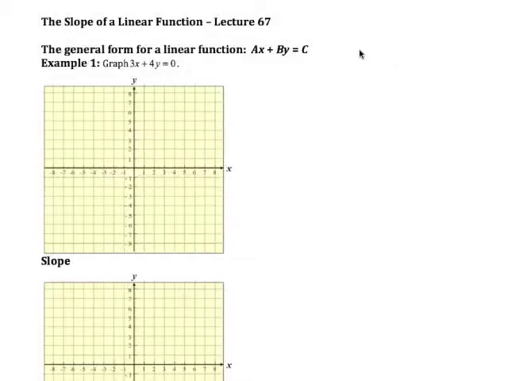Okay, in this lecture we're going to talk about the general form for a linear function, and we're going to talk about the slope. Now, the general form for a linear function is ax plus by equals c, where a, b and c are real numbers. And if we want to try and graph this, sometimes this is called the general form or the standard form.